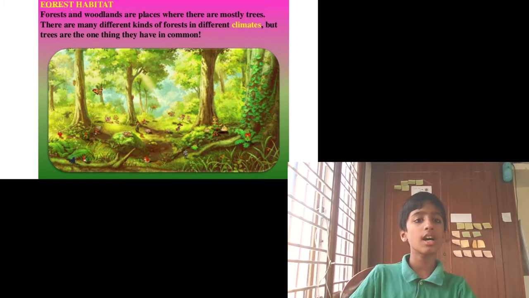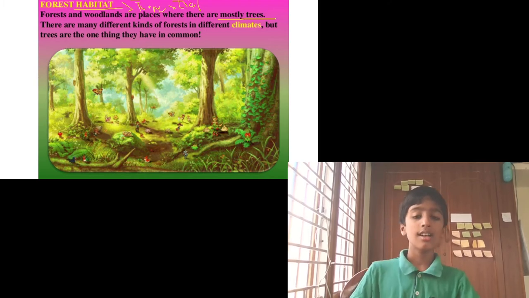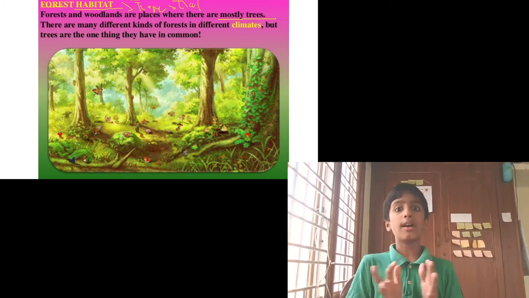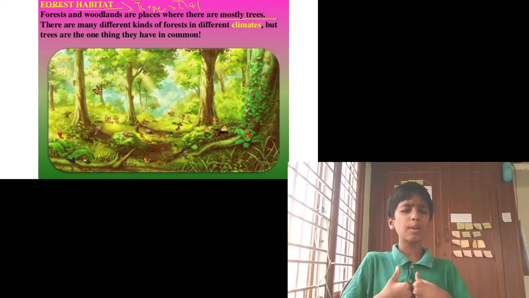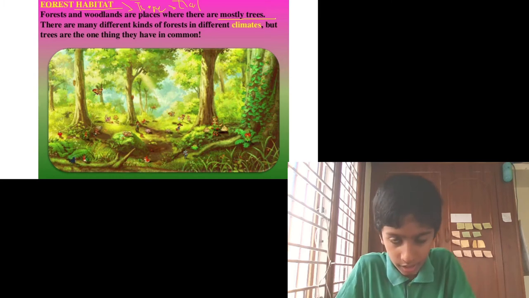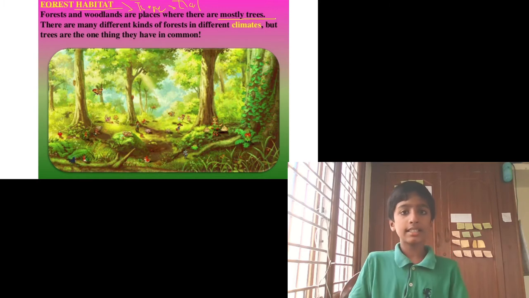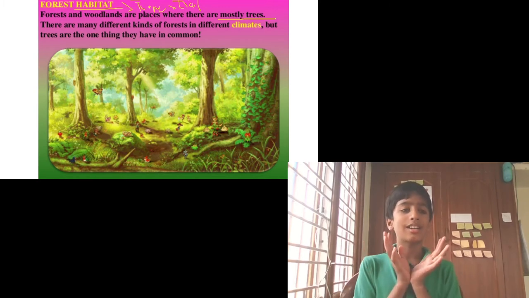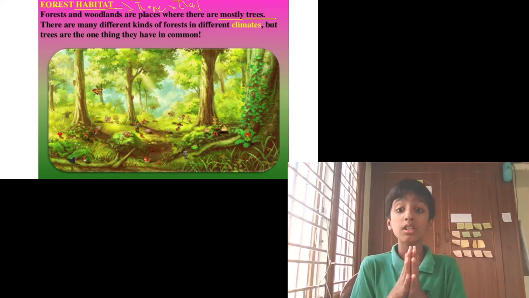Forest is one kind of terrestrial habitat, right? The forest and woodland are places where there are mostly trees. A forest will be covered with trees, and other animals. It will be fully plants, trees and everything. There are mostly trees, and there will be nice butterflies and there will be birds too.